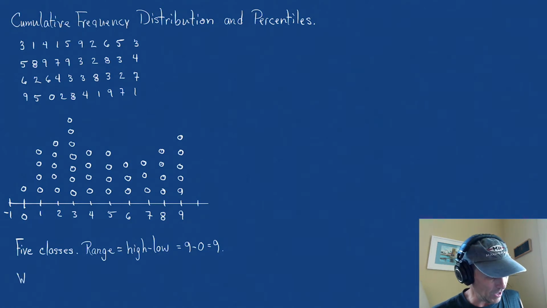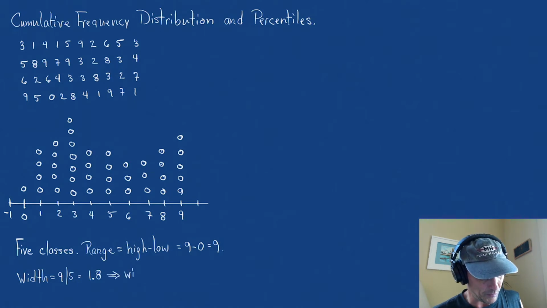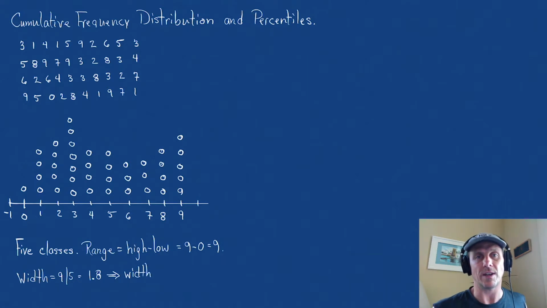So then our width is going to equal 9 divided by our number of classes. That's 1.8, and we always said that we round up, so our width is 2. And we round to the same unit as our data. So our data is in whole number, our class widths would also be in whole number. So our width is 2.